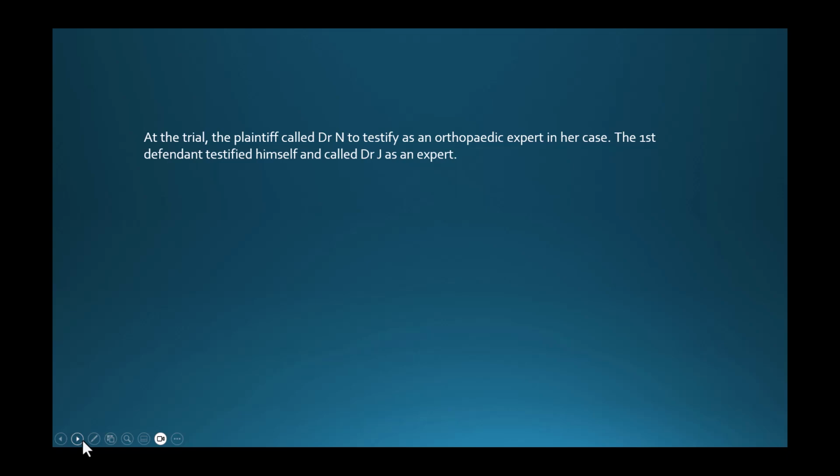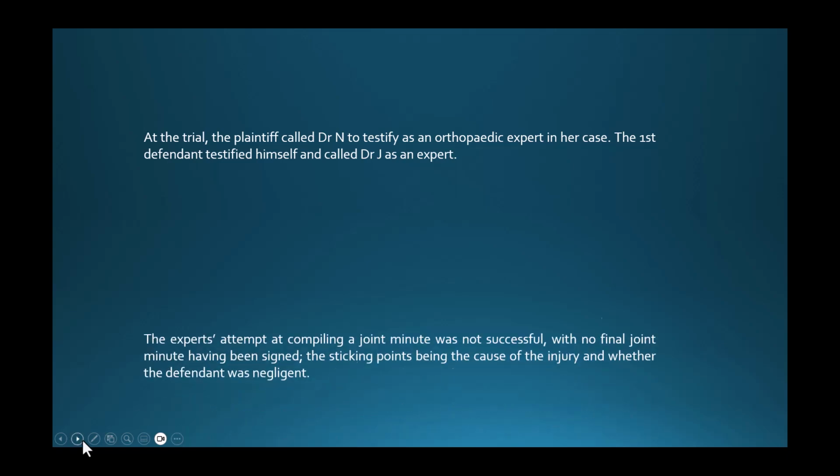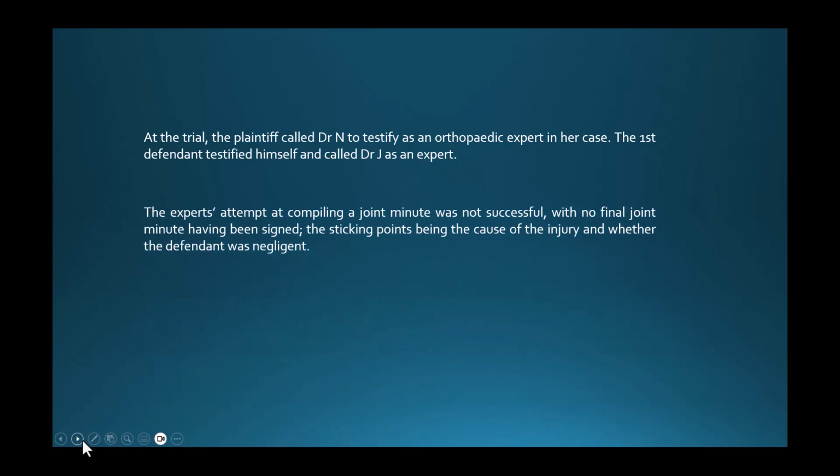And then the first defendant testified himself and called Dr. J as an expert. The experts' attempt at compiling a joint minute was not successful, so they couldn't prepare any joint minute at all, with no final joint minute having been signed. The sticking points were the cause of the injury and whether the defendant was negligent.